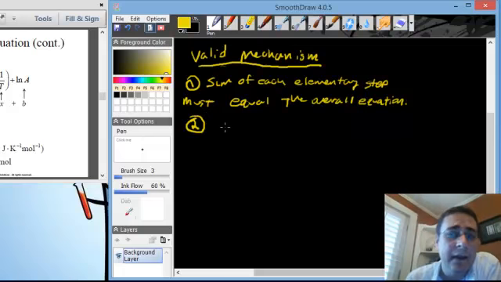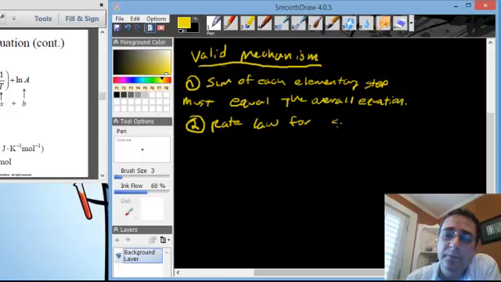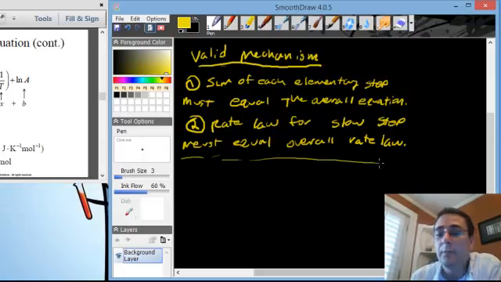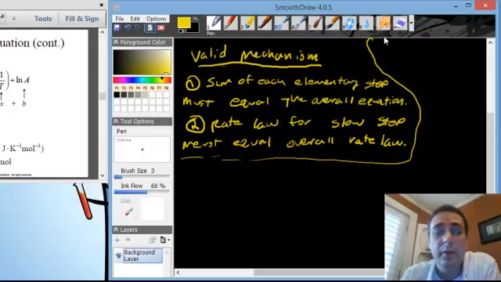And the second thing that has to happen is that the rate law for your slow step must equal your overall rate law. Okay? The rate law for the overall equation. And guess what, guys? As long as your mechanism satisfies those two criteria, it's equally as valid as anybody's mechanism, actually.